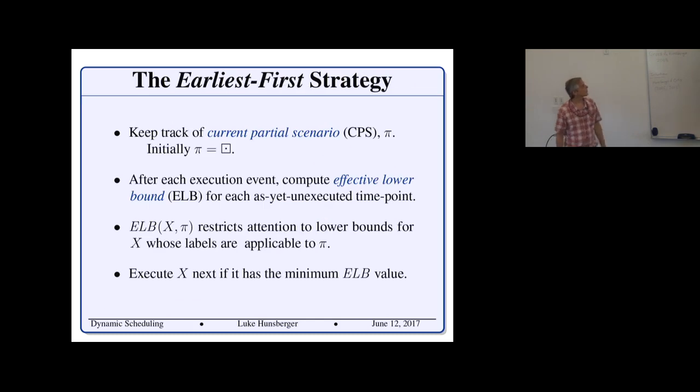So how does the earliest first strategy work? We keep track of the current partial scenario, which I'll call pi. Initially, it's the empty label. We haven't observed anything yet. After each execution event, we compute the effective lower bound for each as yet unexecuted time point. The effective lower bound depends on the current partial scenario because various lower bound constraints may have labels. If those labels are applicable with the current partial scenario, say the current partial scenario is PQ and your label is PR, well, that may turn out to be needed. You may need to satisfy that constraint. Until you know that constraint is inapplicable, you have to satisfy it. So the ELB values can be computed for each scenario and each time point. Then you execute the next time point that has the lowest ELB value. So it's the earliest first strategy.